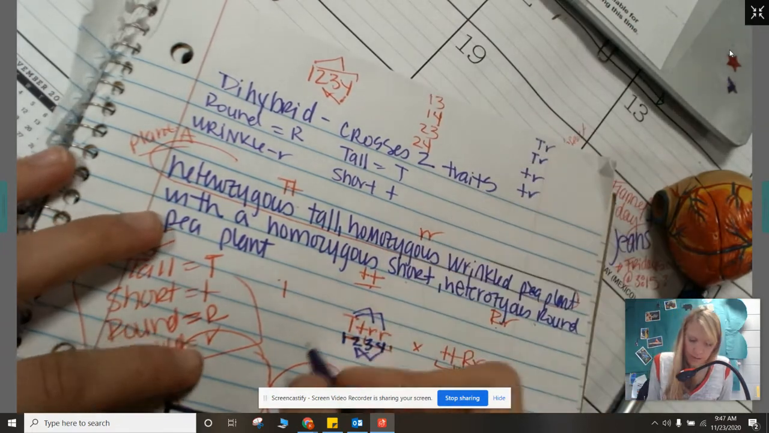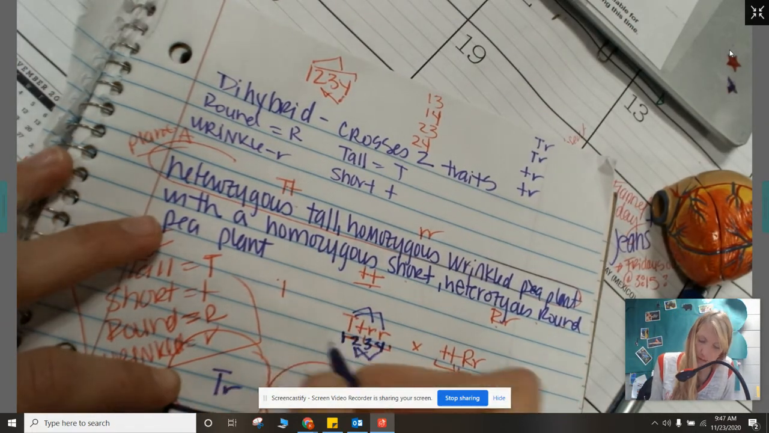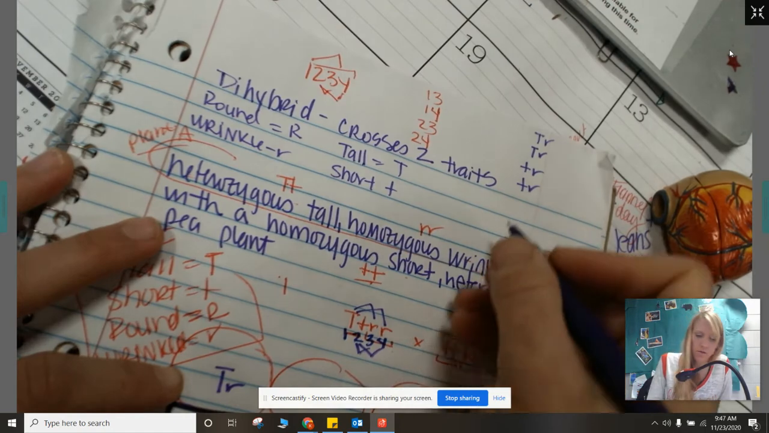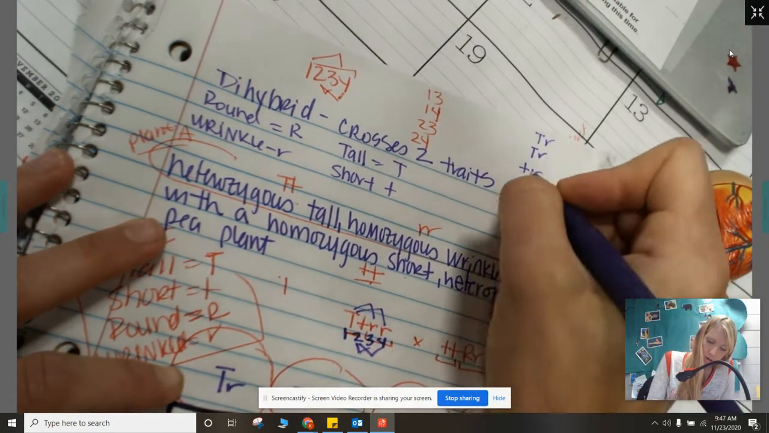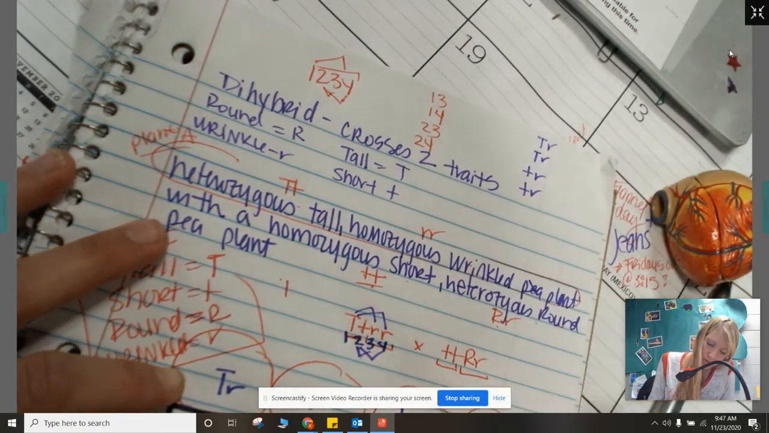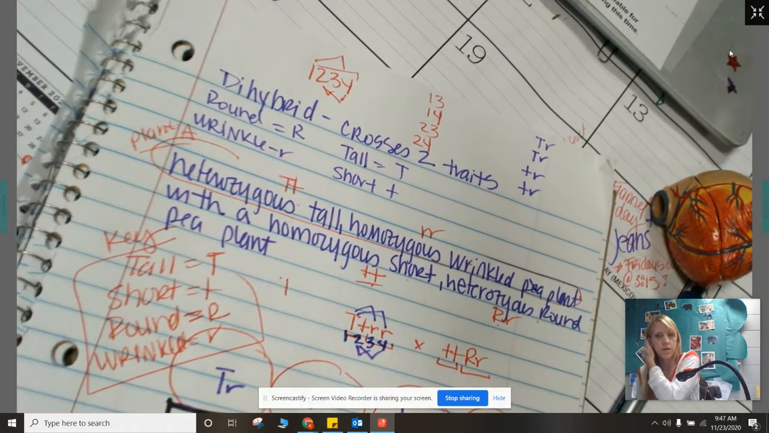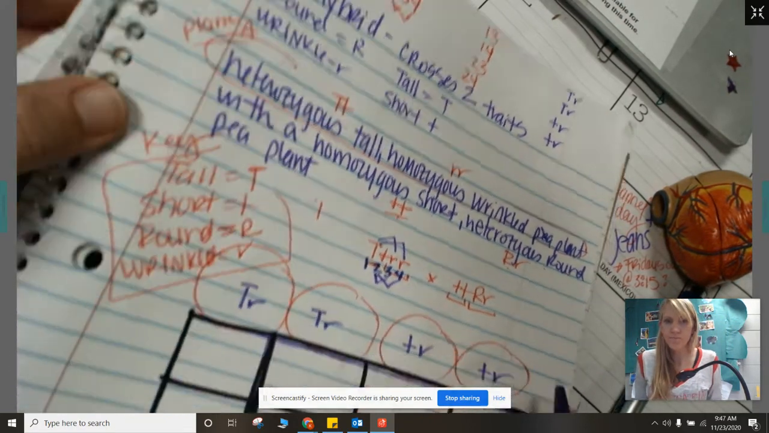Okay, so then you'd put them right here. Big T, little r. Keep them in the exact same order. It matters. Big T, little r. Little T, little r. Little T, little r. Boom, shakalaka. Okay, so now let's do this one.